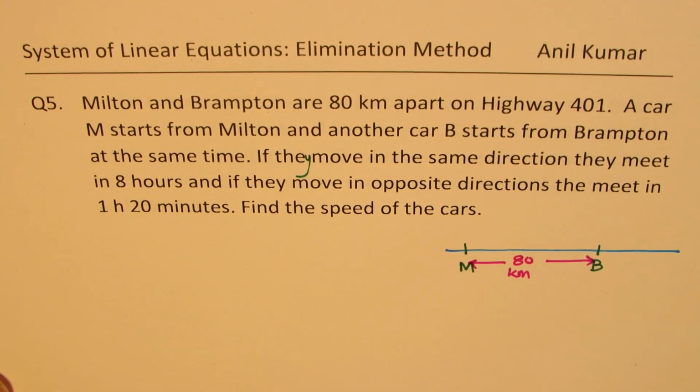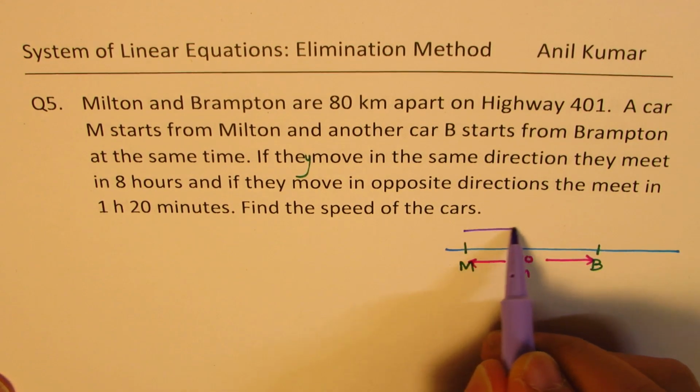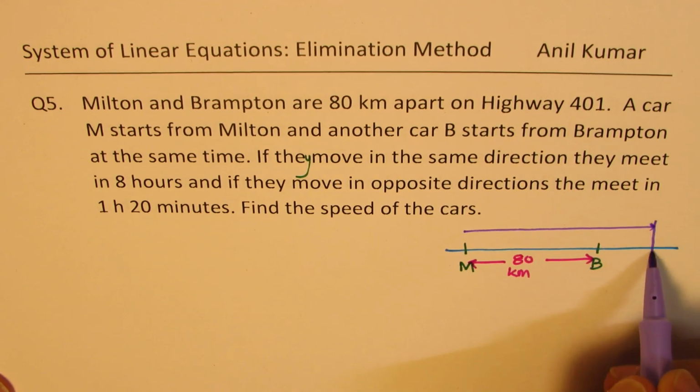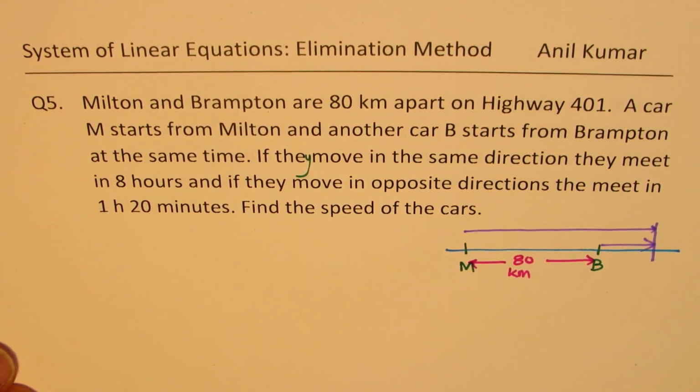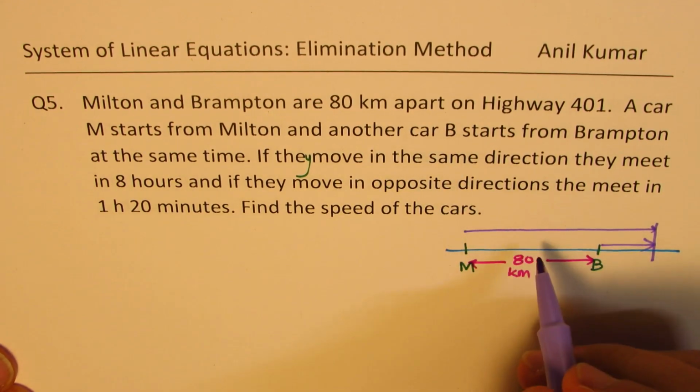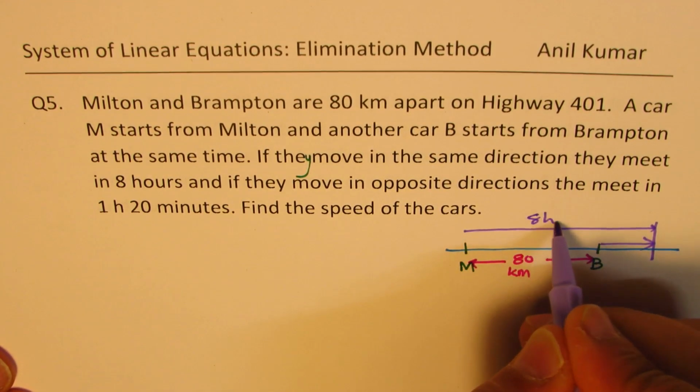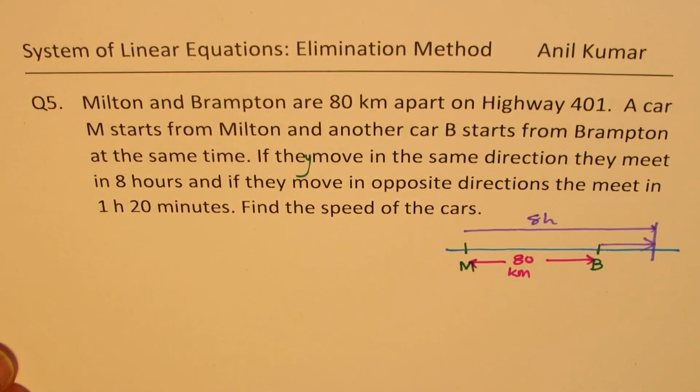Okay. So that means if one car starts from here, so it goes much faster, right? And they meet at the same time. These are the two distances covered, right? Okay. So this time t is given to us as 8 hours. Okay, let's find the equation for this.